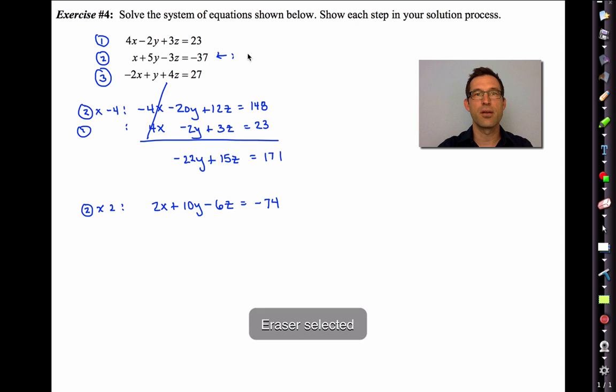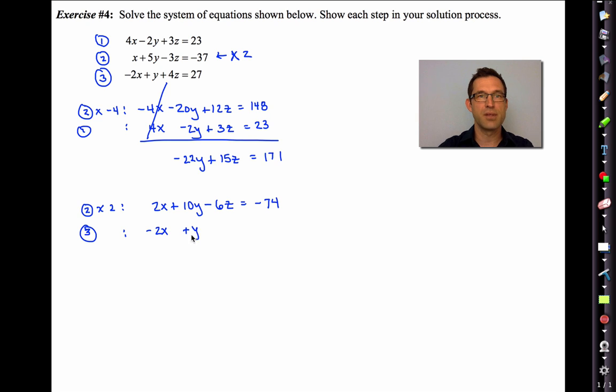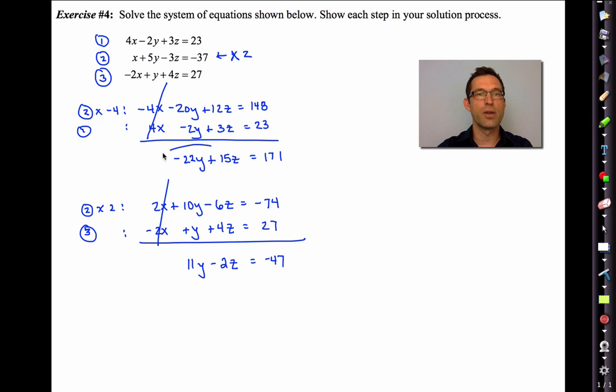Again, just to make sure you understand where that came from. That was when I took that -37 and I multiplied it by 2. Now I'm just going to write down equation 3. All right, that's -2x plus y plus 4z is equal to 27. And again, when I add those, x's eliminate. I get 11y minus 2z is equal to -47. Sorry about that. And there's my two equations.